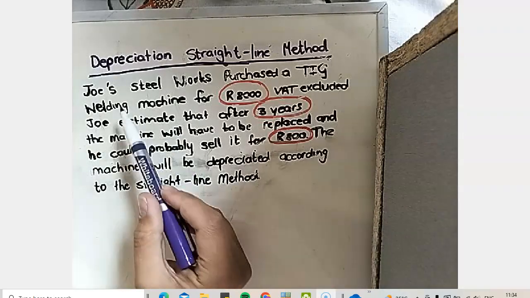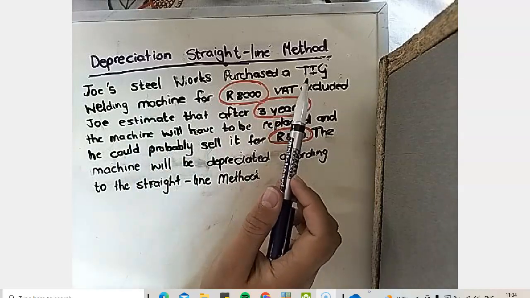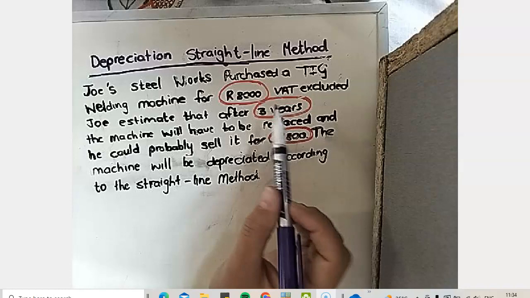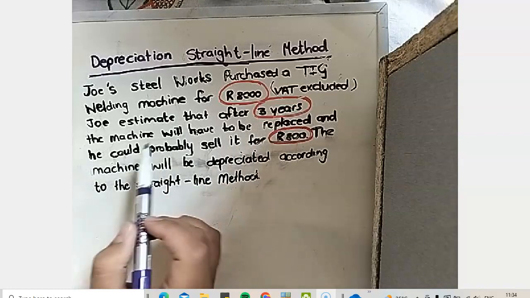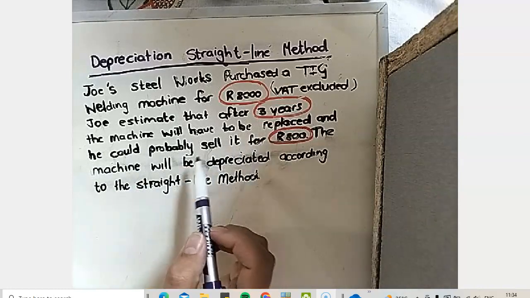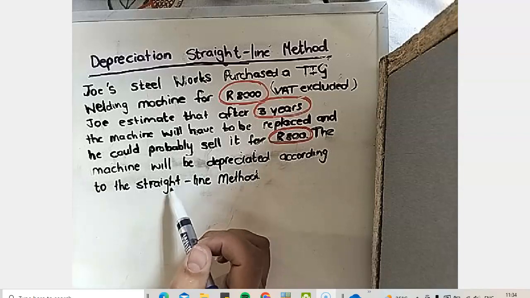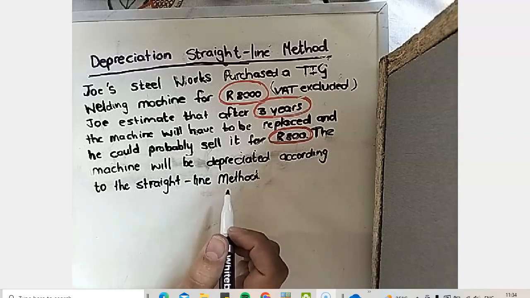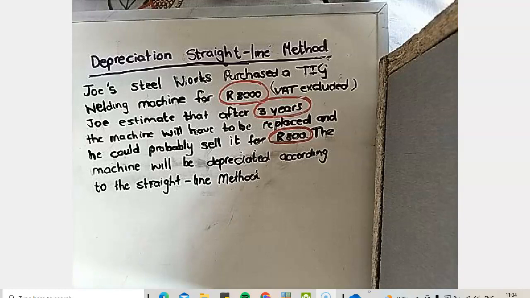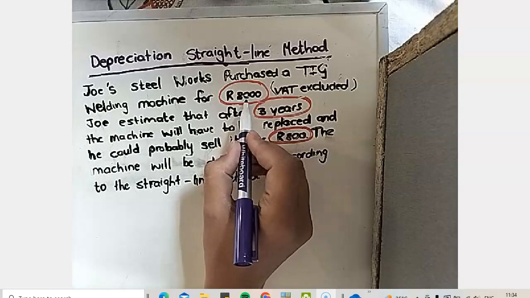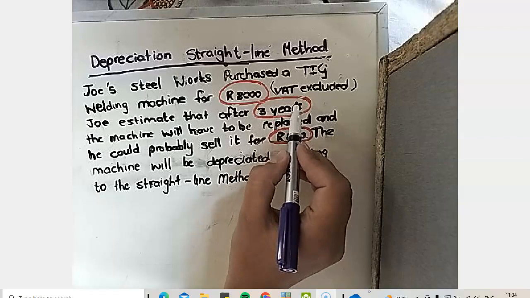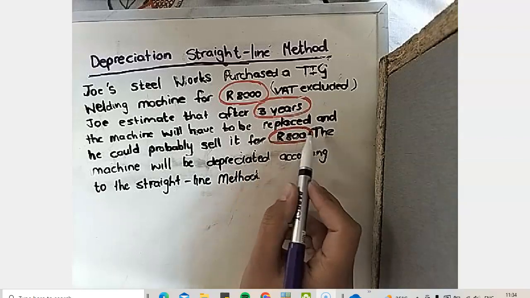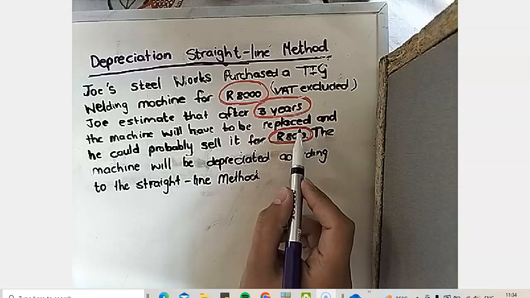So we read, Joe Steel Works purchased a TIG welding machine for $8,000, VAT excluded. Joe estimates that after 3 years, the machine will have to be replaced and he could probably sell it for $800. The machine will be depreciated according to the straight line method. There's three things that are very important: the $8,000 is what the welding machine cost, it's being depreciated over 3 years, and it can probably be sold for 800 Rand after those 3 years.